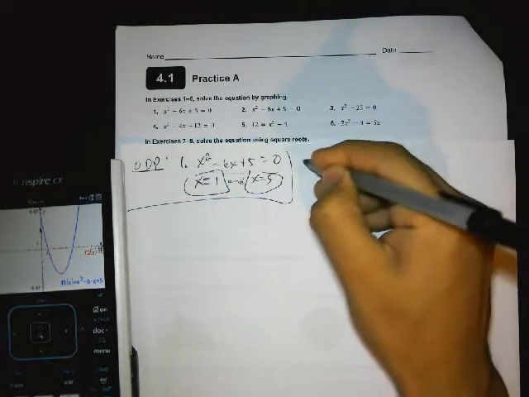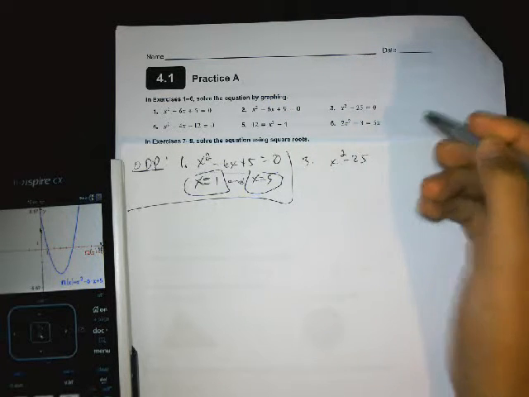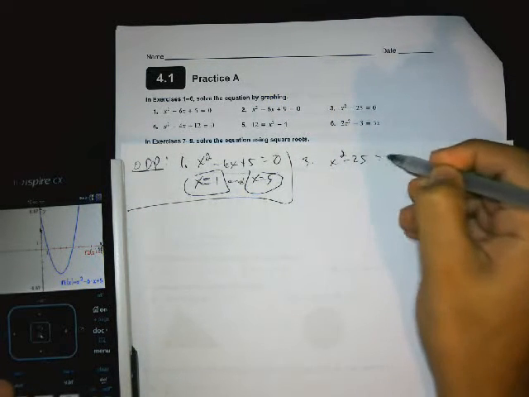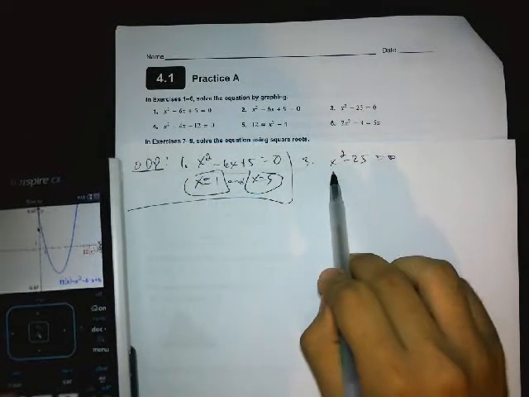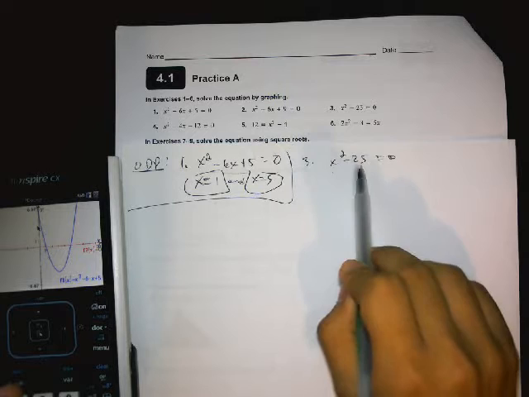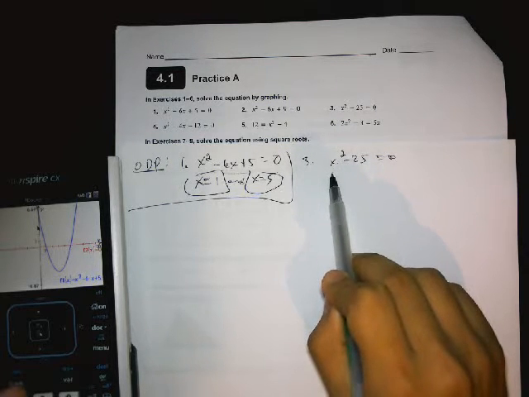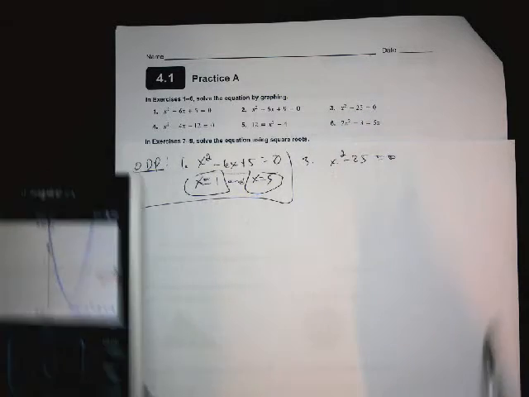Right. Number 3, my quadratic is x squared minus 25. Now here we can easily see that it's plus and minus 5. 5 squared minus 25 is 25 minus 25, which is 0, so that checks. And then negative 5 squared is also 25, and then 25 minus 25 is 0.